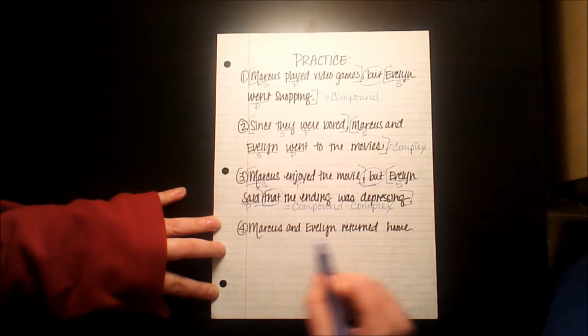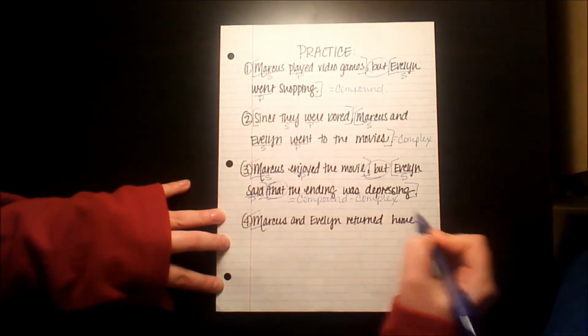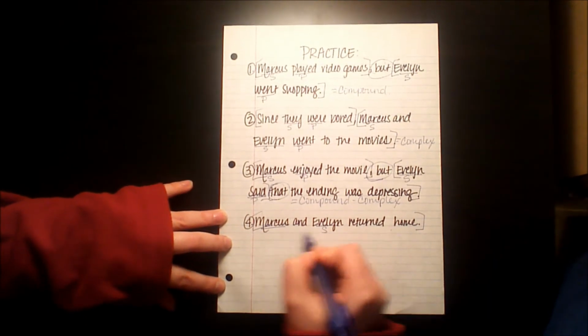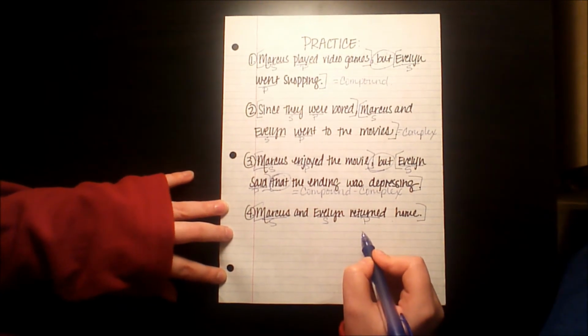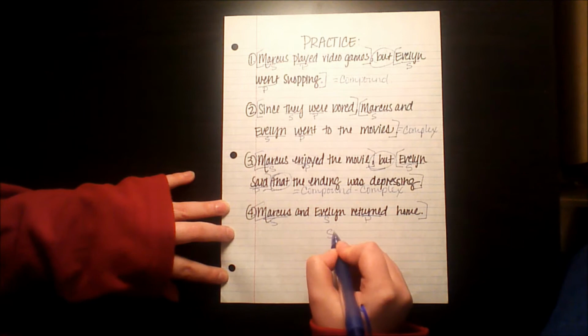Number 4. Marcus and Evelyn returned home. Marcus and Evelyn are our subjects. Returned is our predicate. It's a complete thought. It's an independent clause. We only have one, so therefore we know it's a simple sentence.